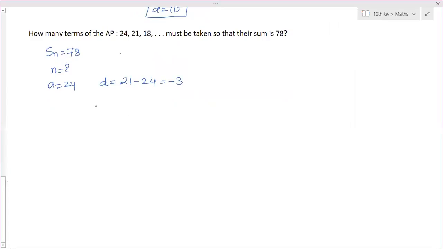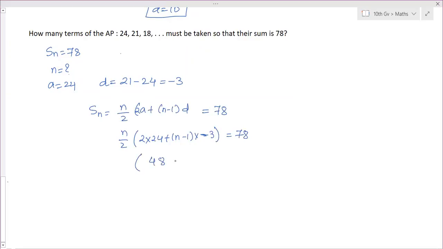So let us use the formula for Sn. Sn is equal to n by 2 into bracket 2a plus n minus 1 into d. So this is 78. n we don't know. n by 2 into bracket 2 into 24 plus n minus 1 into minus 3 is equal to 78. Simplify, this is 48 minus 3n plus 3 into n by 2 is equal to 78.